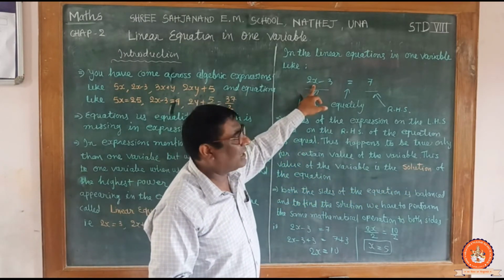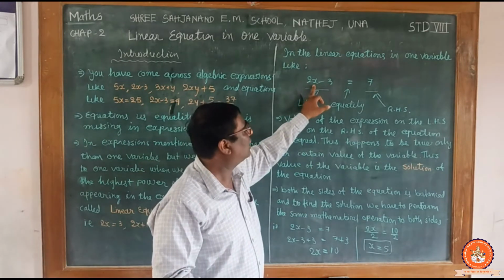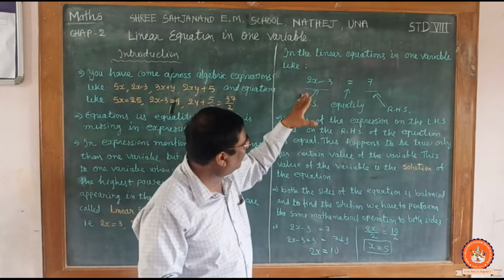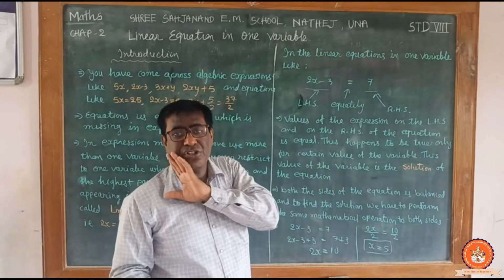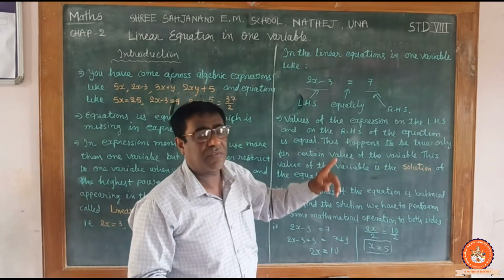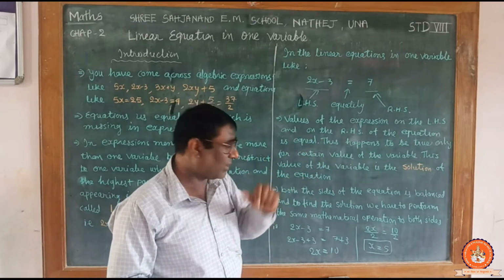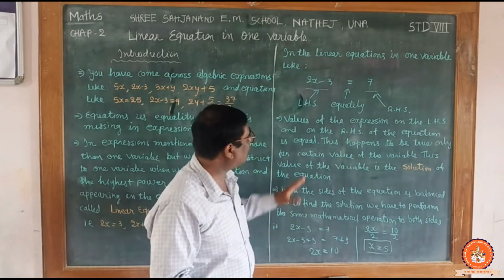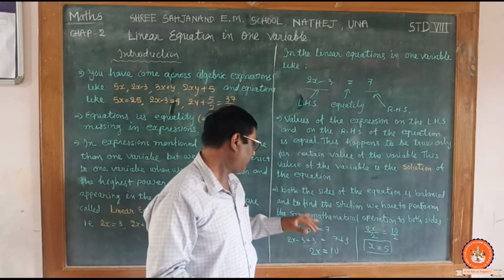x की जगह पे जो वैल्यू डालने से दोनों साइड की वैल्यू सेम होती है उसको इस इक्वेशन का सॉल्यूशन बोला जाता है. This is the solution of the equation, linear equation in one variable. Okay, both the sides of the equation are balanced. दोनों साइड बैलेंस होती है.